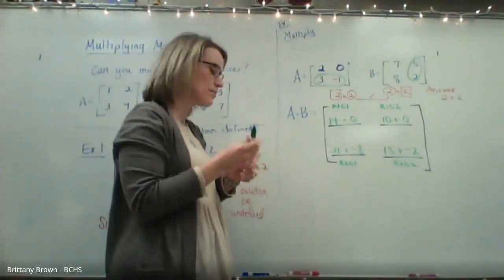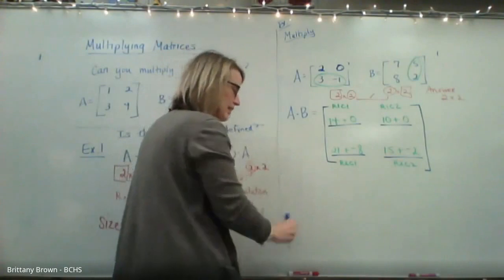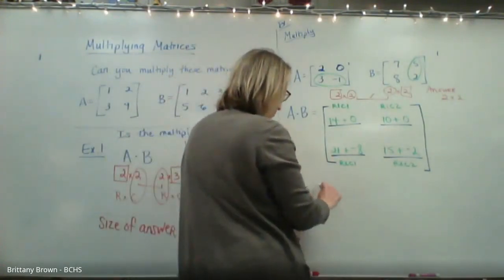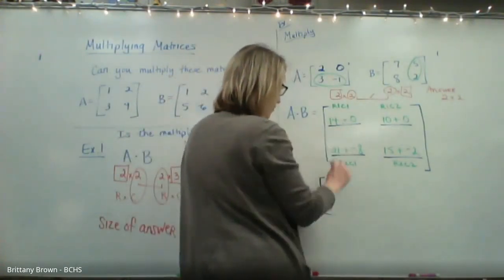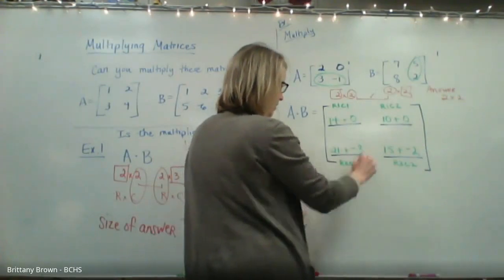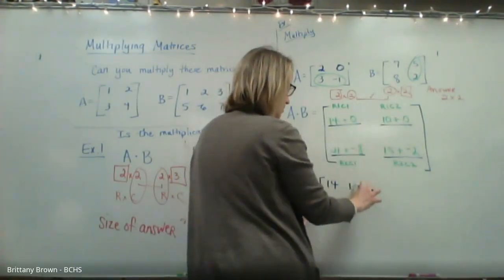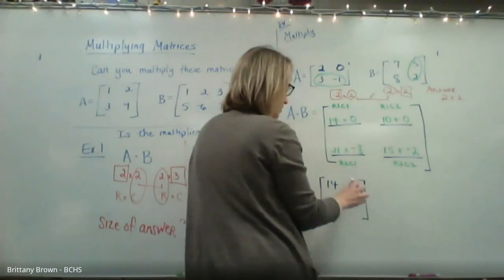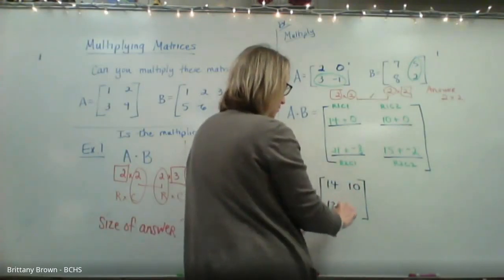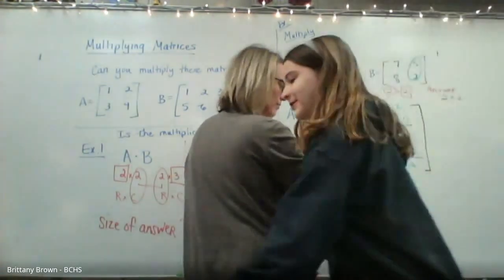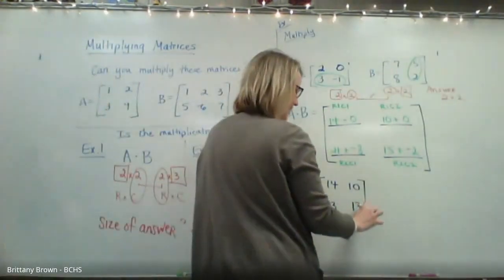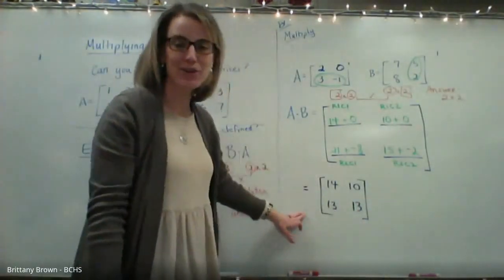All right, so we've got all the products in there. We've got the sum of those all going. We just got to clean it up, okay? So the first element here would be a 14. The next element in that row would be 10. Then the row 2, that would be a 13. And then the last one, honey, would be a 13. All right, so that would be your answer for A times B.